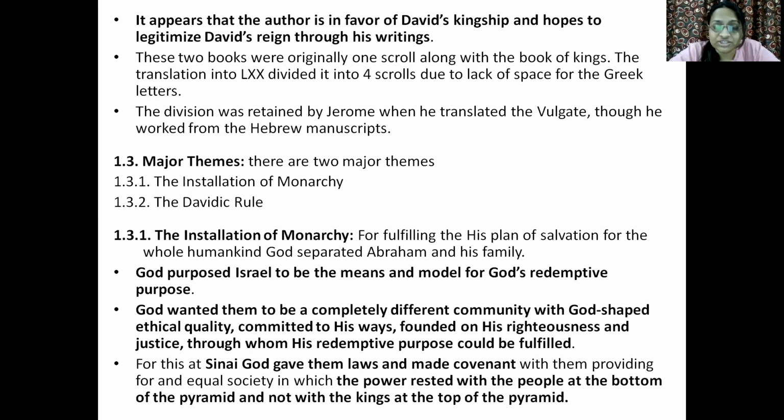Okay, so now we can see that there are two main themes found in the book of Samuel. First is the installation of monarchy, and the second one is the Davidic rule. So these are the two themes. Let's talk about these two themes a little bit more in detail, not too much, but a little more.